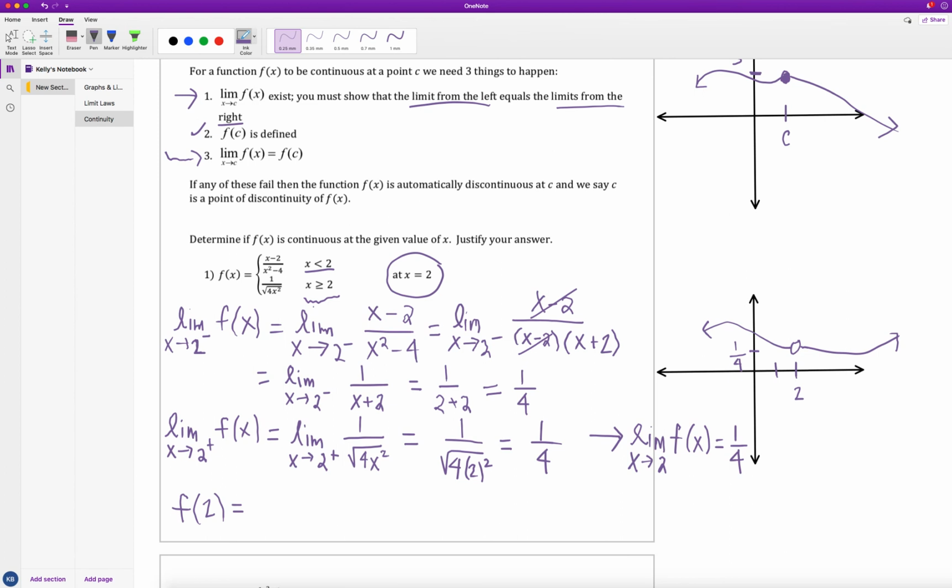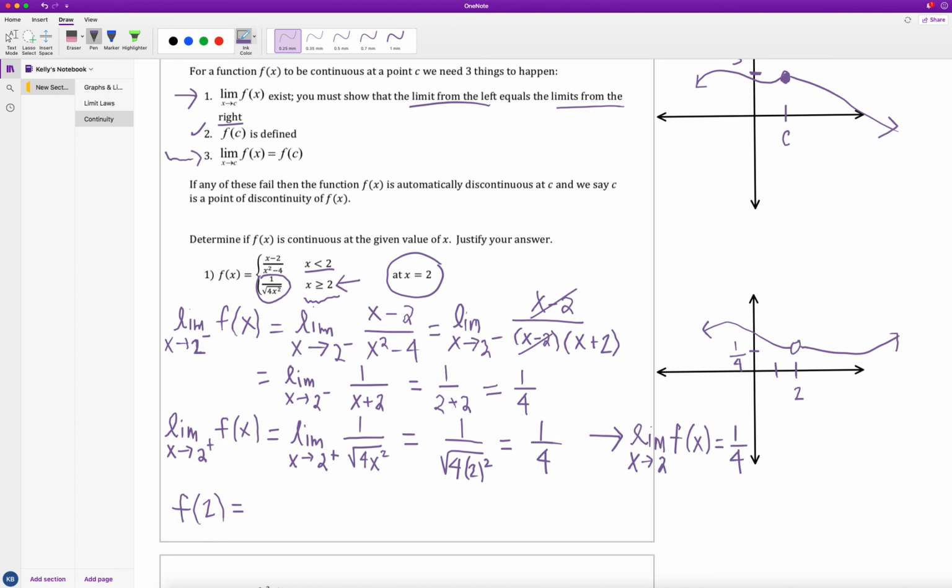To figure out which part of the piecewise function I get to use at 2, that's where I start paying attention to where the equal sign is, or if there is even an equal sign, because there doesn't have to be in all of these cases. So in this example, the equals sign is with the bottom function because it says x is greater than or equal to 2. So what that means is when x equals 2, I want to use this bottom function here, being 1 over the square root of 4 times x squared.